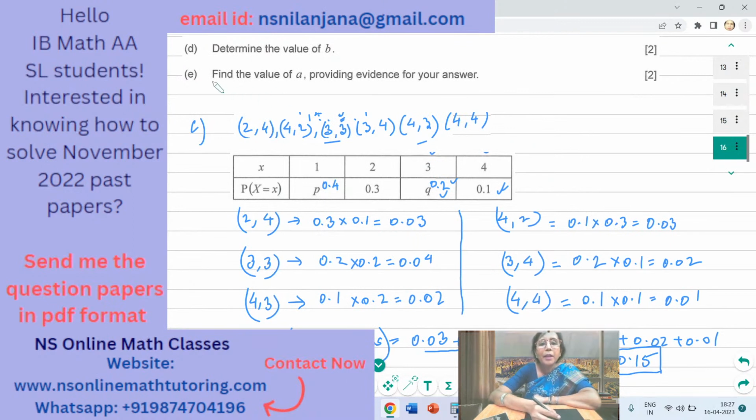We have found it. Subpart E. Find the value of A, providing evidence. You have got 2 marks. These contain only 2 and 2 marks. So in case you cannot find the values of A and B, you lose marks. I'm not saying that is a very good thing, but considering the worst case, if you are not able to find the values of A and B, you lose only 4 marks.